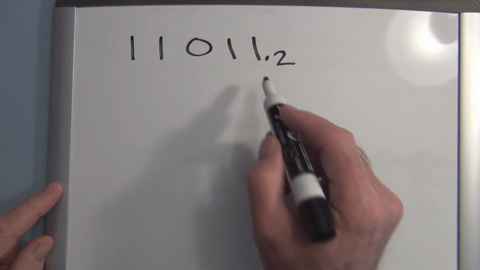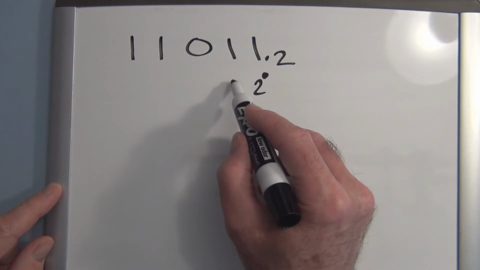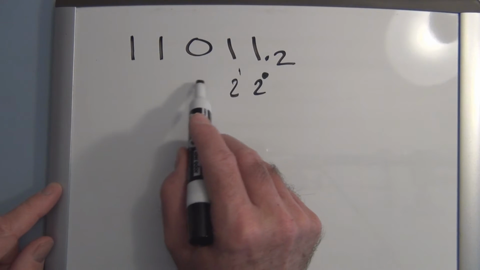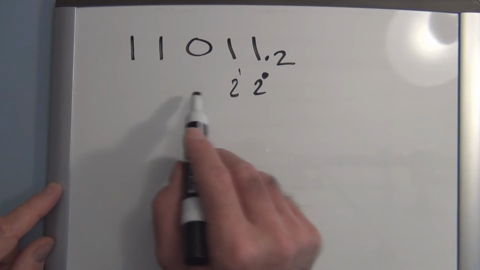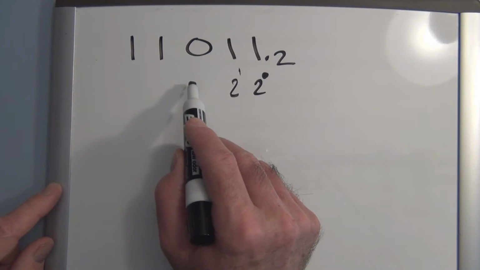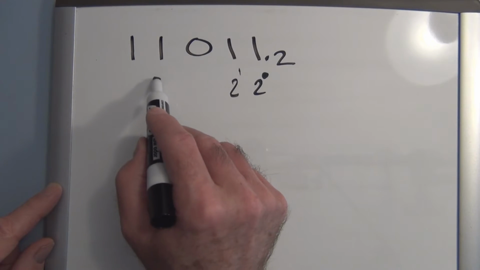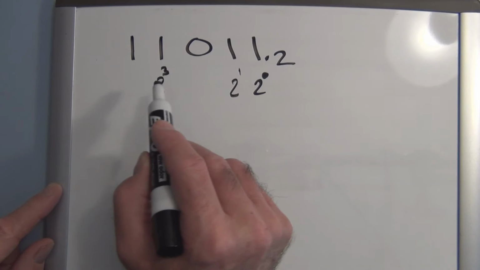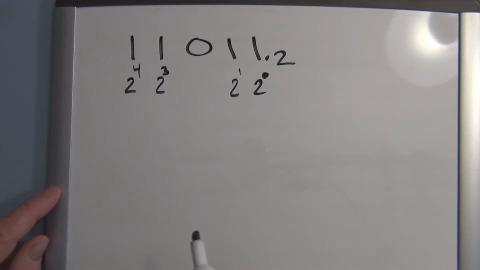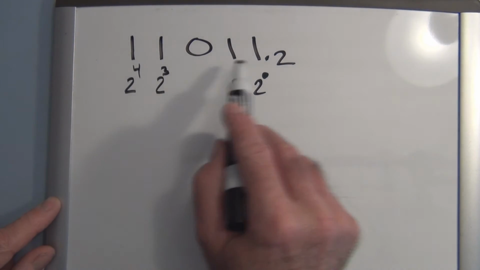So this has a weight of 2 to the 0. This has a weight of 2 to the 1. This is 0, so we don't take that into account. So we know that this position here, if there was a 1 there, would be 2 to the 2. This is 2 to the 3, and this has a weight of 2 to the 4. So all we need to do is sum up each position that has a 1.